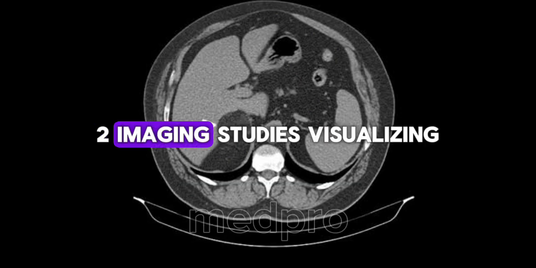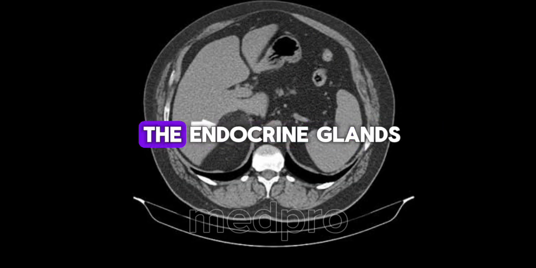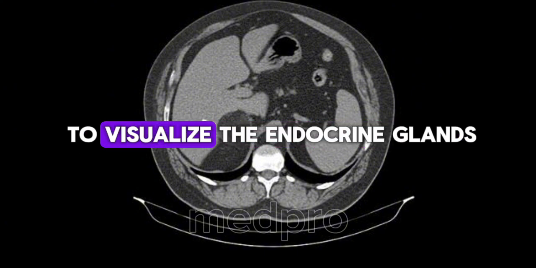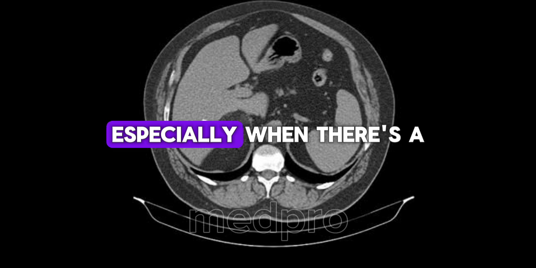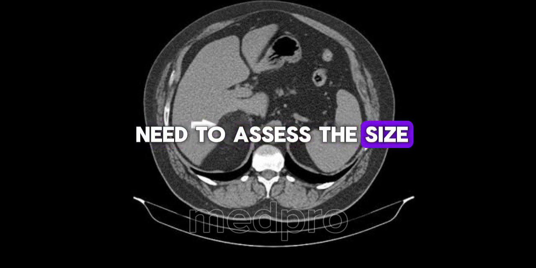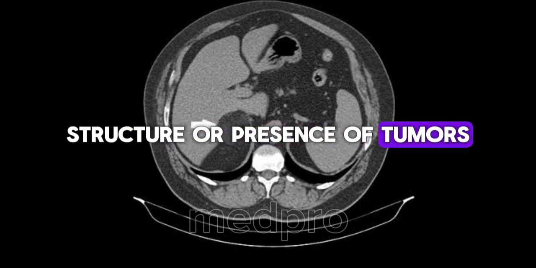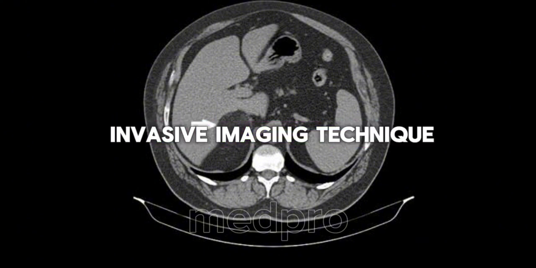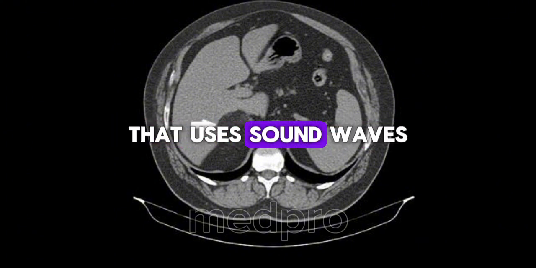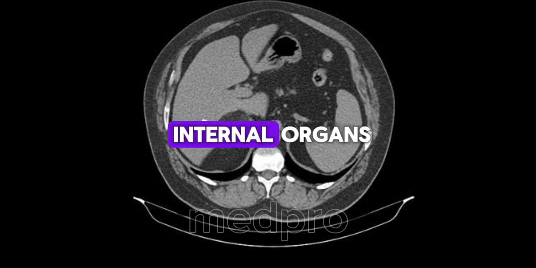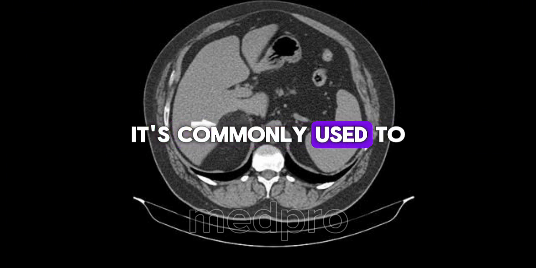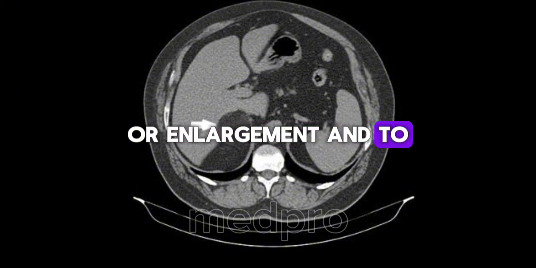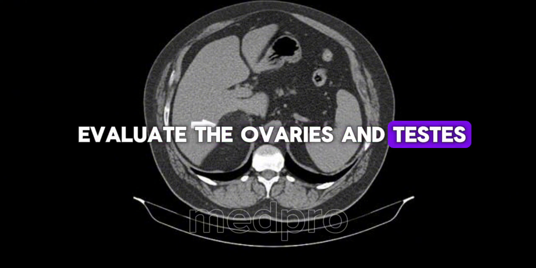2. Imaging studies, visualizing the endocrine glands. Imaging studies are used to visualize the endocrine glands, especially when there's a need to assess the size, structure, or presence of tumors. Ultrasound, a non-invasive imaging technique that uses sound waves to create images of internal organs. It's commonly used to assess the thyroid gland for nodules or enlargement and to evaluate the ovaries and testes.